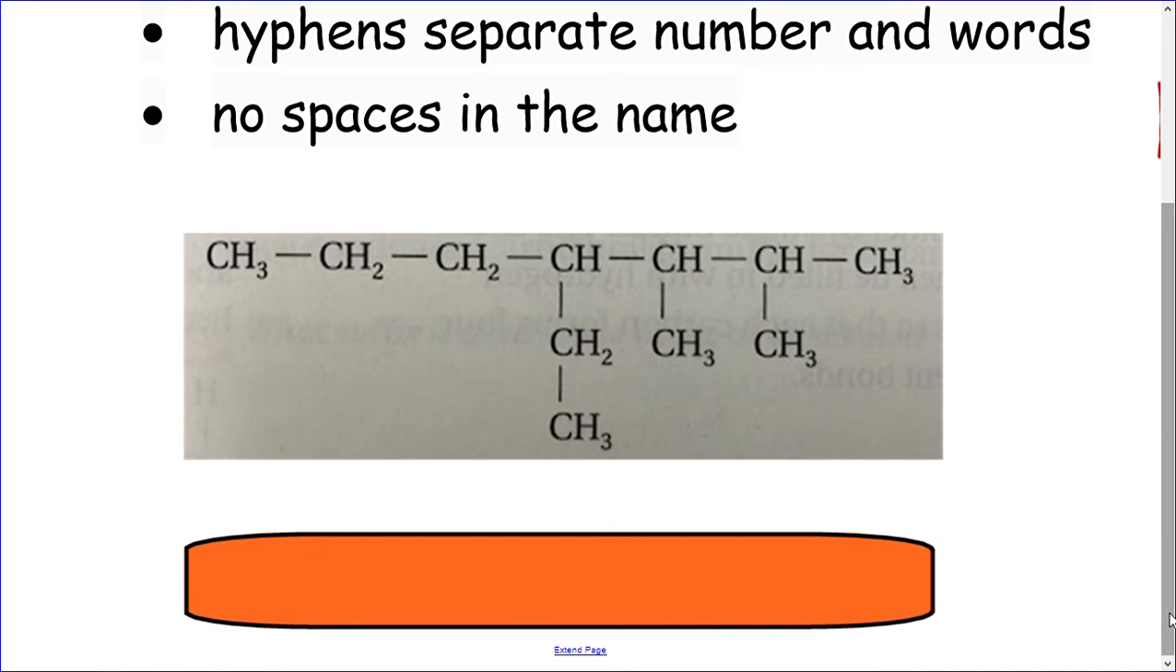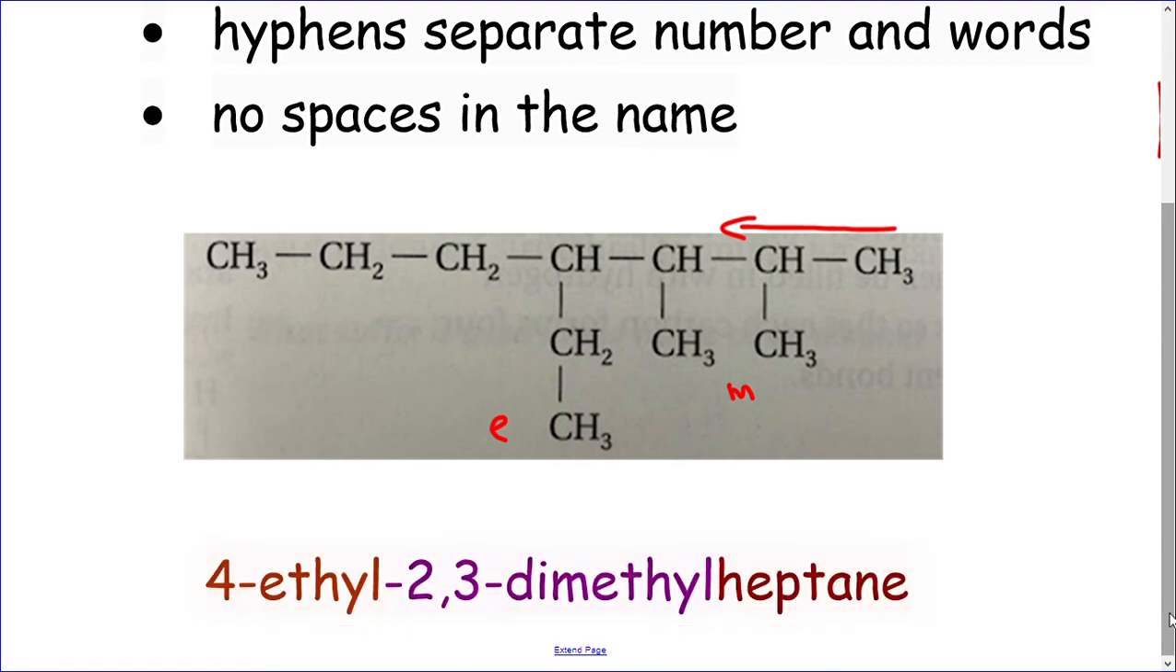So we knew that we were coming from here and going this way, and I knew that at 2 and at 3 I had a methyl group, and then I knew at 4 we had an ethyl group. So my ethyl group is going to get written down first, and then my 2,3-dimethyl group would be coming second because of alphabetical order, and then after that I would just have my parent chain written out. So hopefully you got to the idea that said 4-ethyl-2,3-dimethylheptane, with the name of the parent chain as heptane.